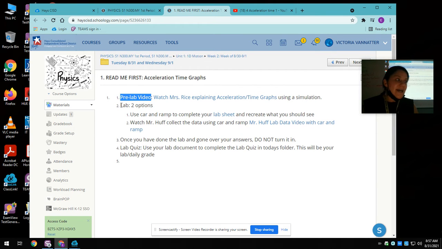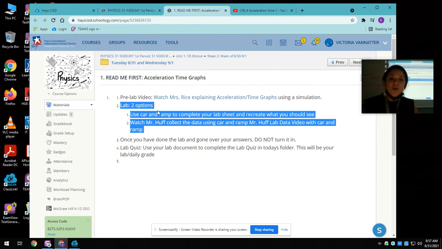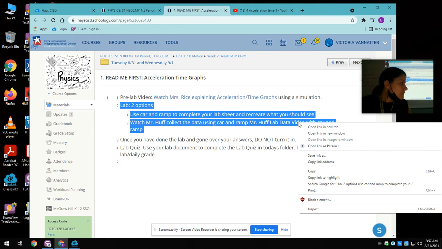And then just like last time, you have two options. So you already know what the answer should look like, right? In the simulated world, you're going to know from Miss Rice. She's going to tell you. And then you have two options. If you would like to go over here and play around with the car and ramp, you can. It's hard to get perfect data on them, right? It just is. It is what it is. Everyone, I think, so far has found it better to do it on the simulation.